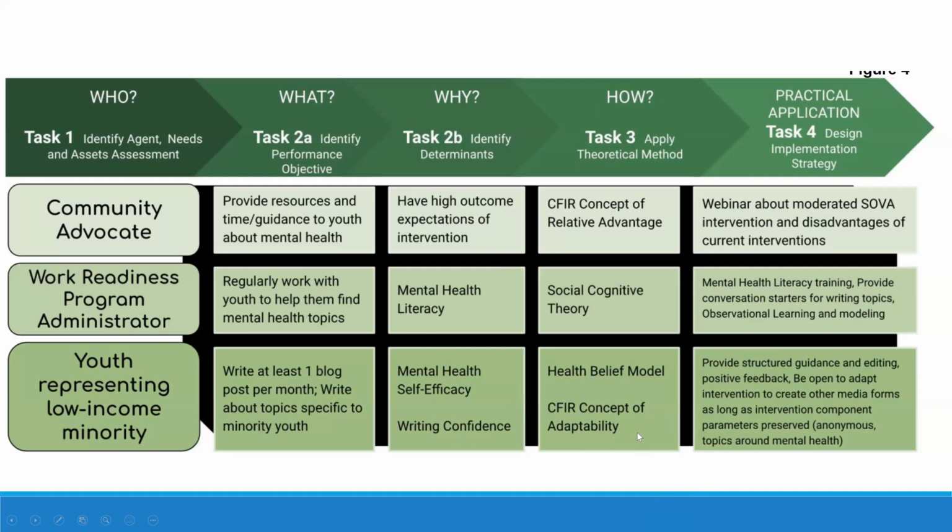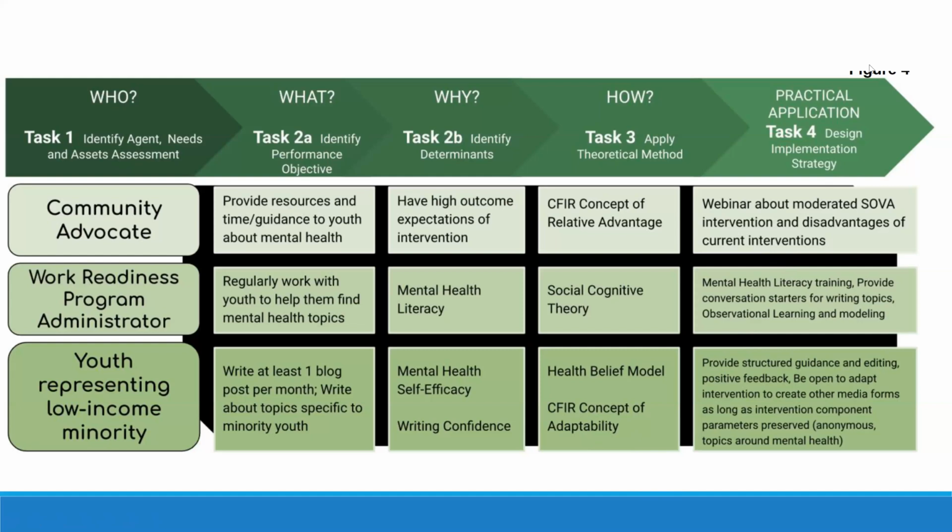Then for the writing confidence, there's, again from this Consolidated Framework for Implementation Research, CFIR, the concept of adaptability. That just means that something can adapt, something can change. So you might have this intervention and it has to work one way, but maybe you can change something and still have pretty much the same thing. Okay, so now you're going to see how that might work.